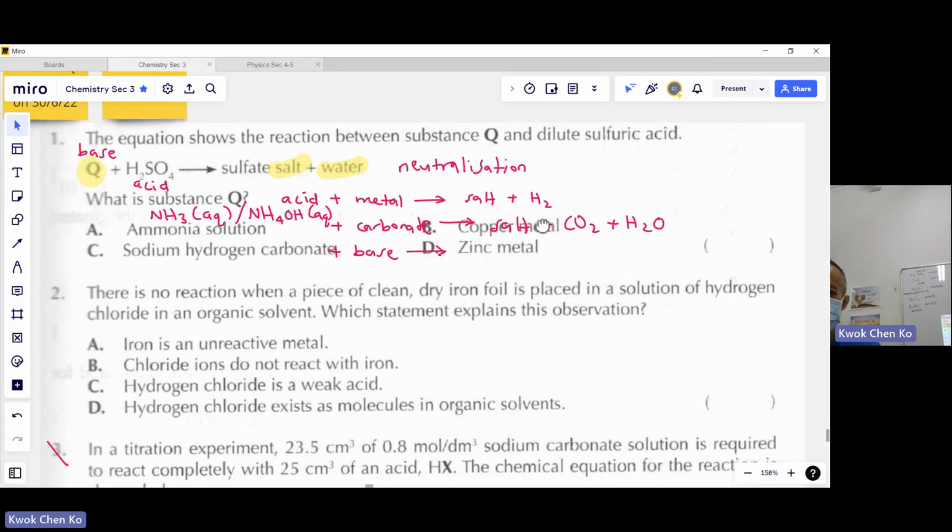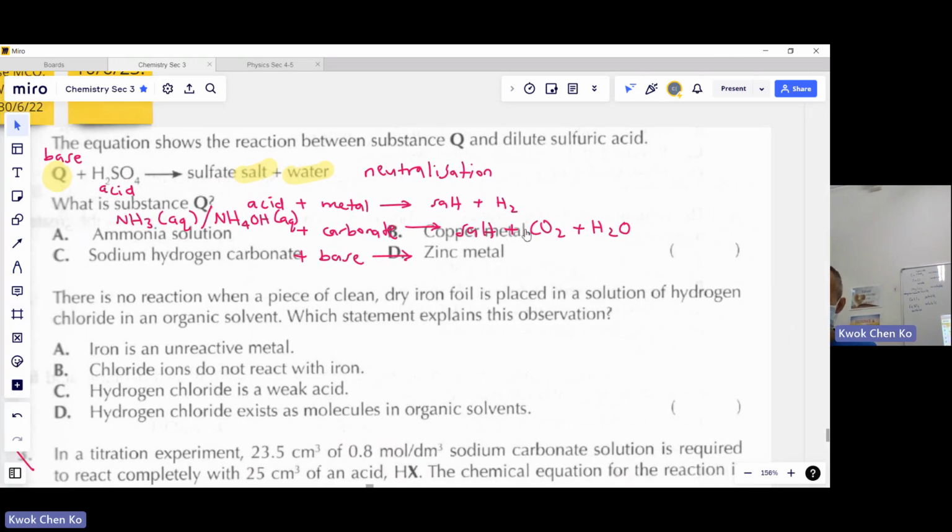Now, although it's seldom asked, you are supposed to know this. If I put ammonia, by right it's a gas. Pure ammonia is a gas. But if you dissolve it in water, what do you get? You will get ammonium hydroxide. So basically, they are the same. Ammonia solution and ammonium hydroxide are the same thing. So there's no need to differentiate them.